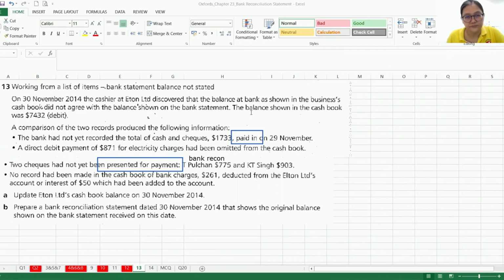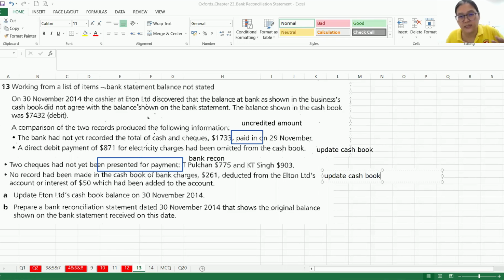And this one, they say the bank has not yet recorded. I mean, this is the uncredited amount. And here, a direct debit payment of 871 for electricity charge has been omitted. That means we have to update the cash book. Next, no record has been made in the cash book of the bank charge. That means these two bank charges we have to put into the credit side. So this one also has to appear in the updated cash book.